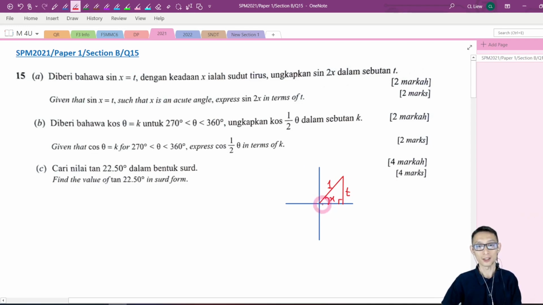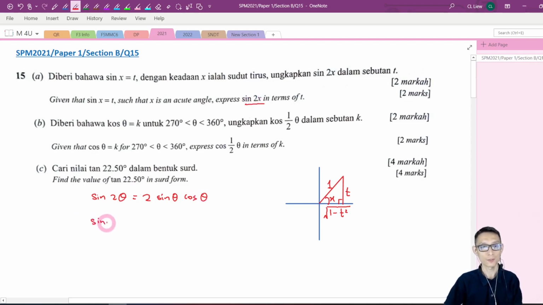Okay, so can we get the length here? Right, no problem. So this one is the square root of 1 minus t squared. Okay, now we want to find sine 2x. So still remember this formula: sine 2 theta is equal to 2 sine theta times cosine theta, right? So I'm going to use this formula to help me to get the answer for sine 2x.